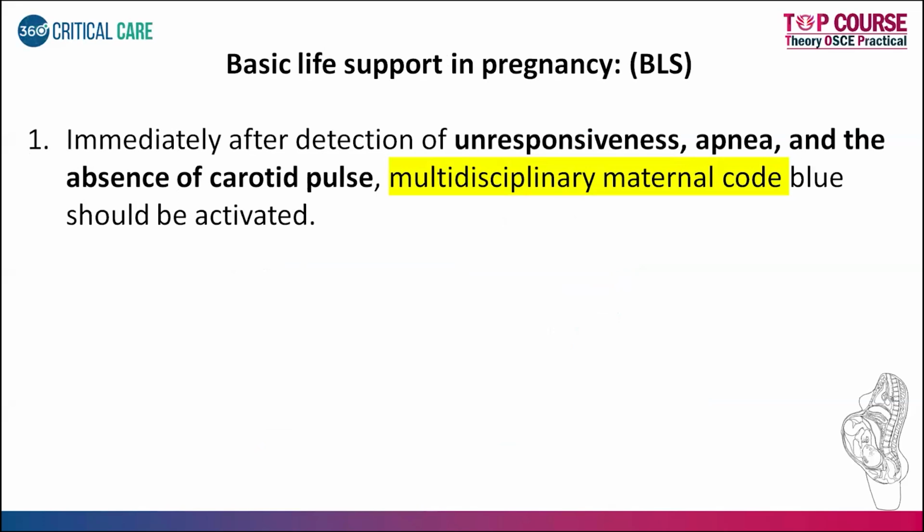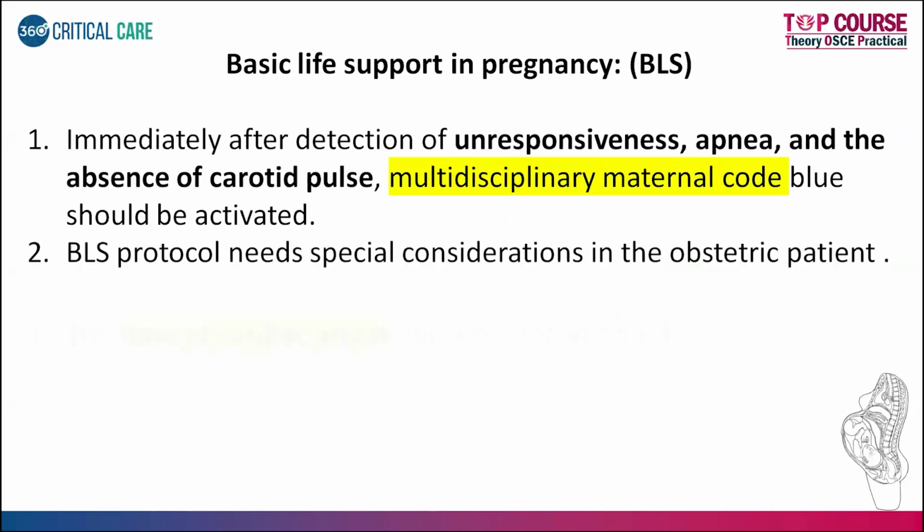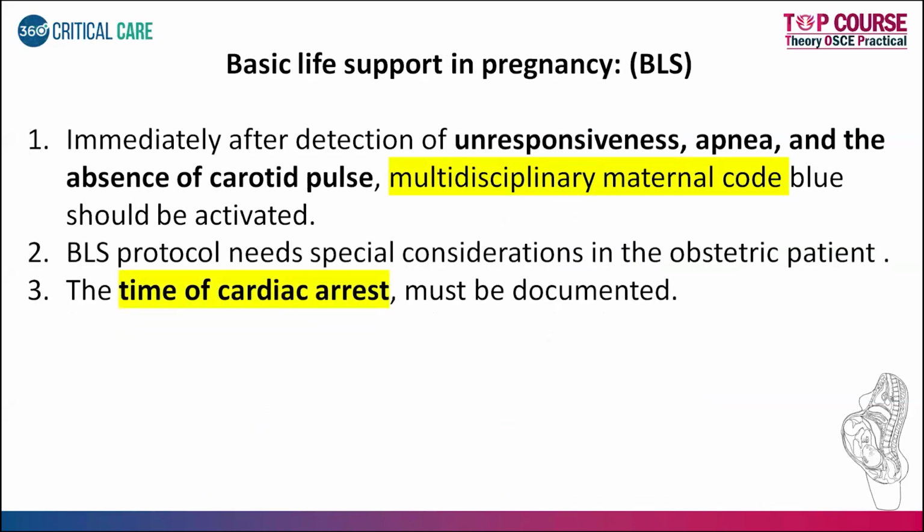So coming to basic life support in maternal cardiac arrest, it is similar to what we see in any other condition wherein a patient has a cardiac arrest. You have to activate the maternal code blue, or if you have a bystander approach, you have to check for unresponsiveness, check for breathing, check for the pulse, and then activate the code. It needs special consideration because it's an obstetric patient. Time is of the essence. The time of cardiac arrest has to always be documented.